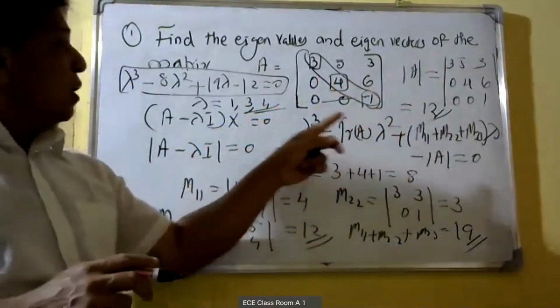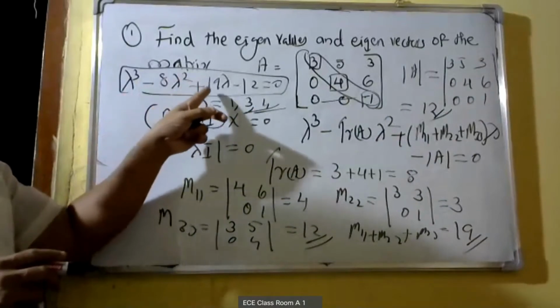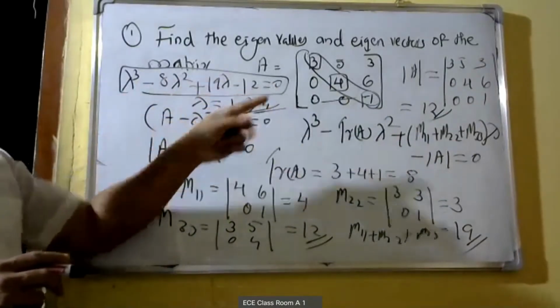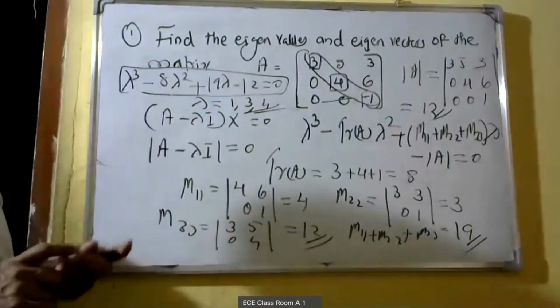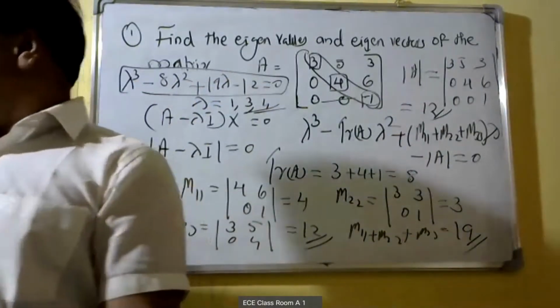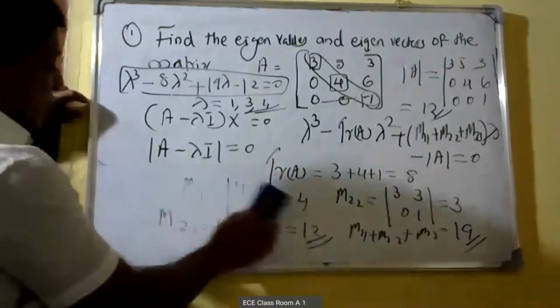Substituting in the formula, we get lambda cube minus 8 lambda square plus 19 lambda minus 12 equal to 0. Solving this cubic equation, we get the values of lambda equal to 1, 3, 4. Next, we have to find the eigenvectors.